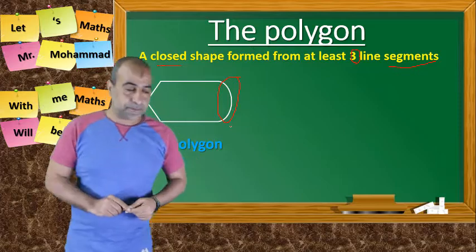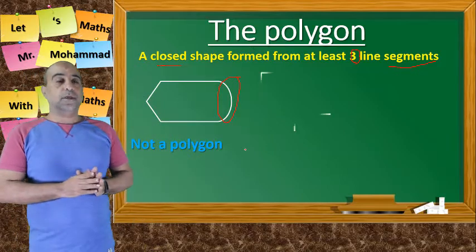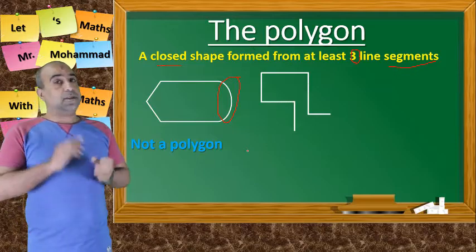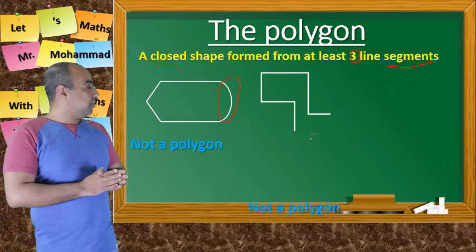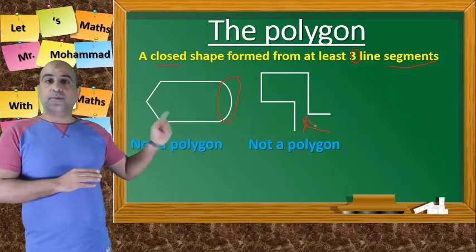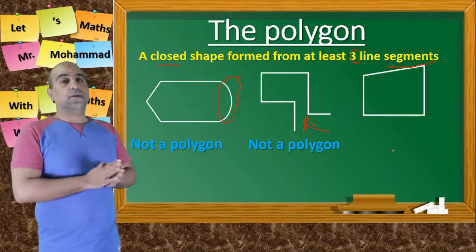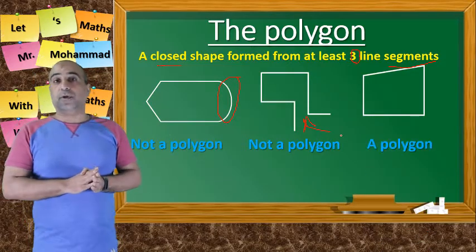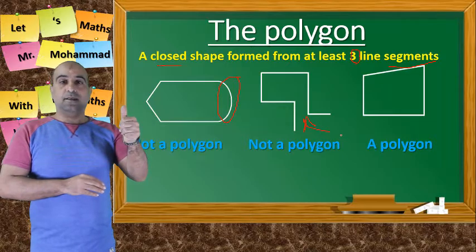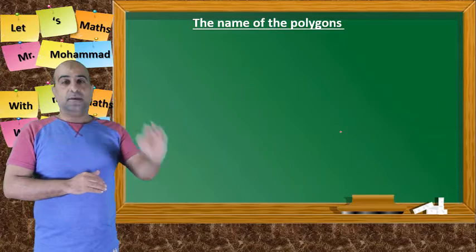Let's see the shapes. The first shape is not a polygon because it has a curve. It's closed but it has a curve, so it is not a polygon. Now the second shape is formed from line segments but it's open, so it's also not a polygon. The third shape is a polygon because it's closed and it's formed from line segments. It must have at least 3 line segments.